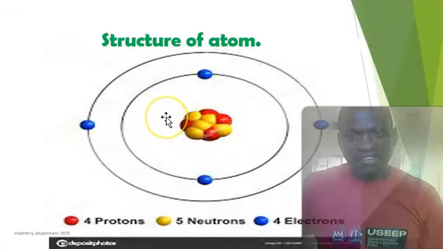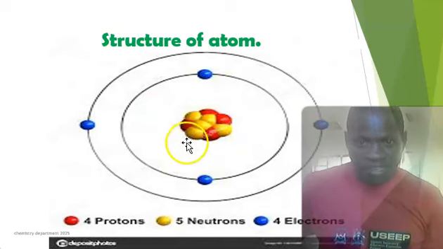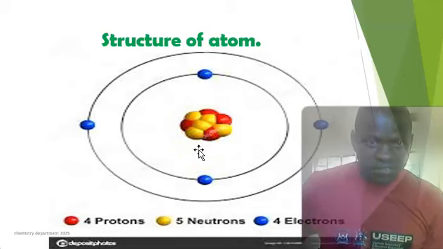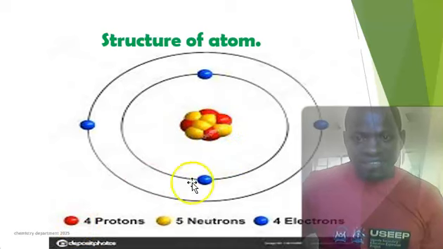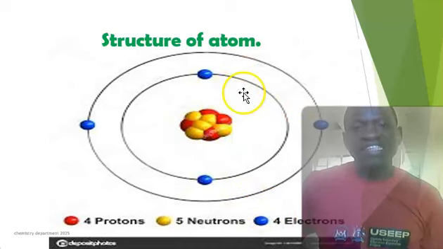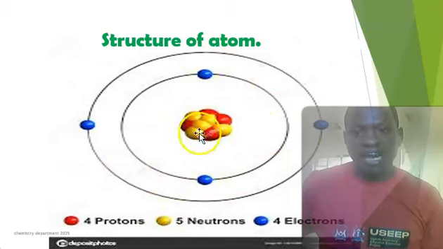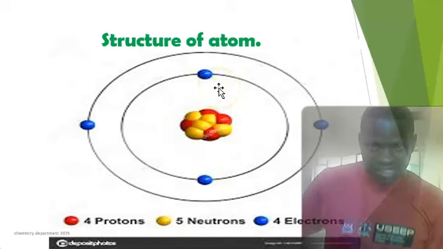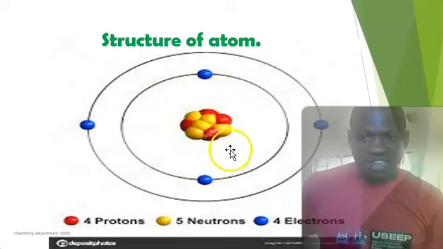Now on the next slide we have the structure of an atom, to make it clearer so that it makes sense to you. Protons are represented by the color red, then neutrons, electrons. Electrons surround the nucleus, and we can count the number of electrons. In most cases, for a neutral atom, the number of protons is equal to the number of electrons.